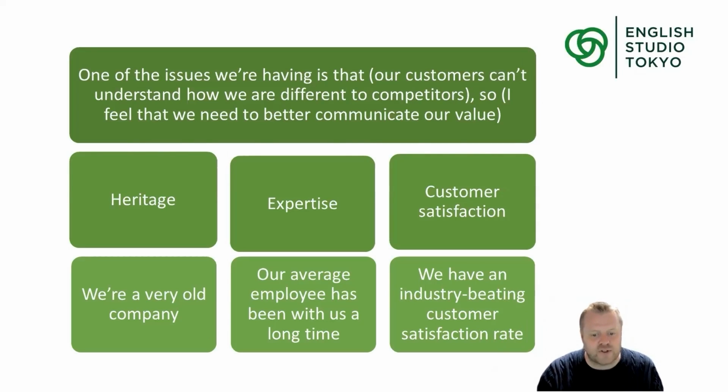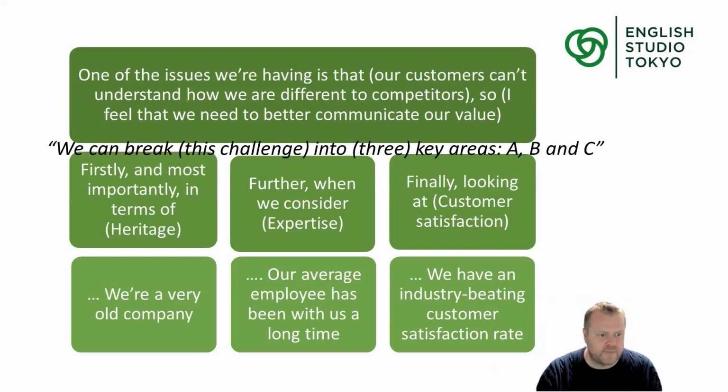So now let's put that into our structure. Here we go. Just like this. One of the issues we're having is that our customers can't understand how we're different to our competitors. So I feel we need to better communicate our value. We can break this challenge into three key areas: heritage, expertise, and customer satisfaction. So firstly, and most importantly, in terms of heritage, we're a very old company. Further, when we consider expertise, our average employee has been with us for a long time. Finally, looking at customer satisfaction, we have an industry-beating customer satisfaction rate.